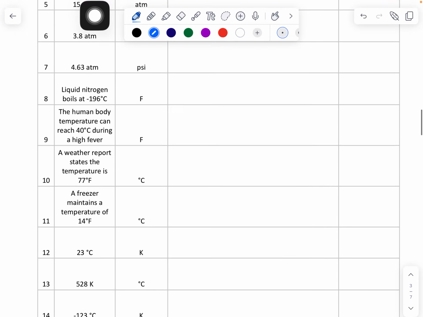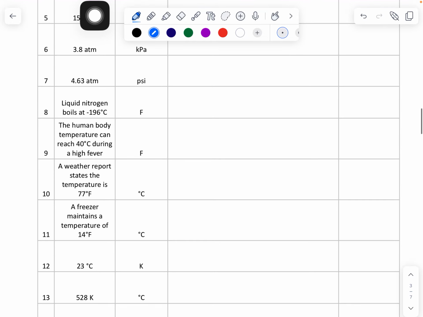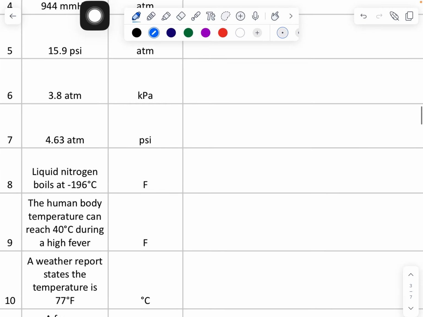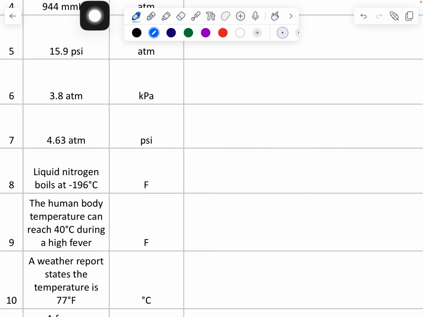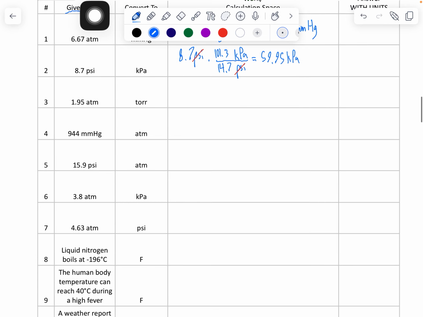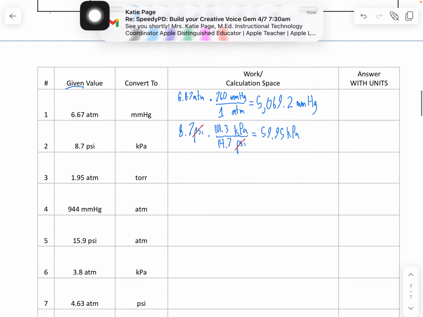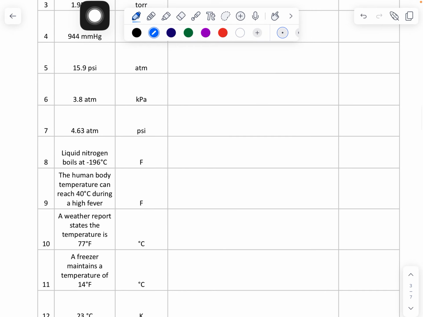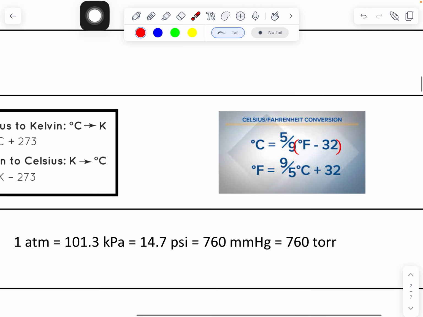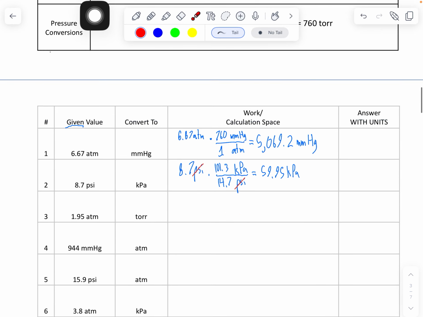Let's try some examples with temperature. Let's do an example of Fahrenheit, and we'll also do an example with Kelvin. Liquid nitrogen boils at negative 196 degrees Celsius. Let's convert that into Fahrenheit, okay? Here, we're just going to look up and grab the equation. We are given Celsius. So we want an equation where we can plug in Celsius and get Fahrenheit. So let's grab that.